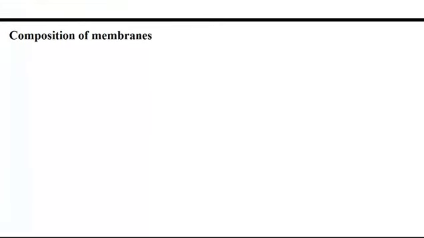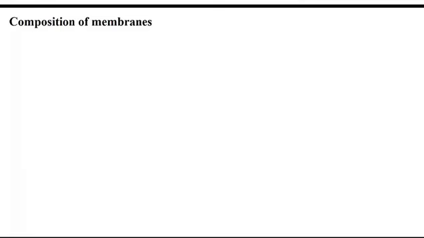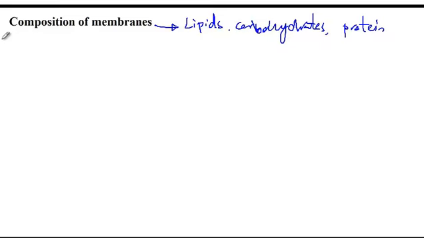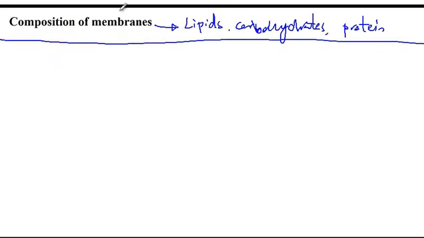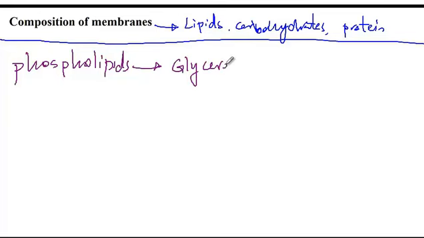Next, we are discussing the composition of the membranes. So basically, membranes are made of three main structures, which includes lipids, carbohydrates, as well as proteins. So we would like to first start with describing the lipid components of the cell membrane, which includes phospholipids, and each molecule of phospholipid is made of one glycerol plus two fatty acids and a phosphate polar head.